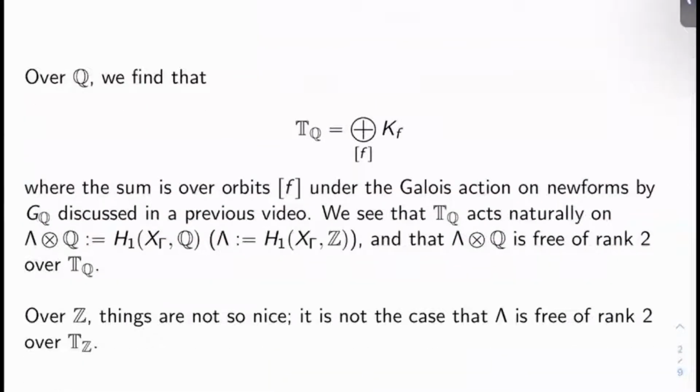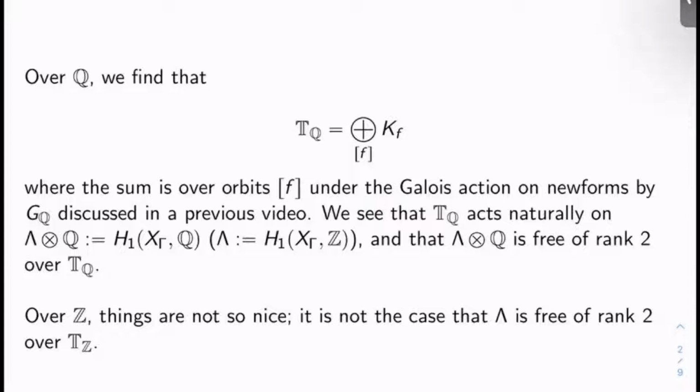Over Q, one basic fact that you want to be aware of is that T sub Q, which remember is T sub Z tensor Q, is the direct sum over this bracket F notation of K sub F. Remember, K sub F is the number field associated to a newform F. And what is this sum actually over? What does this bracket of F mean? It's just the sum over the orbits bracket F under the Galois action on newforms by the absolute Galois group of Q, which we discussed in a previous video. Okay, in fact, in a very recent video.